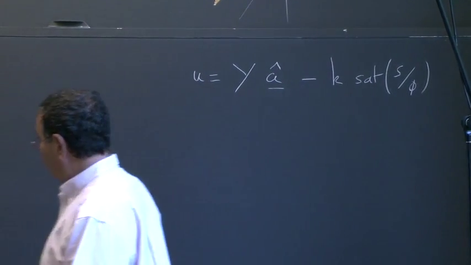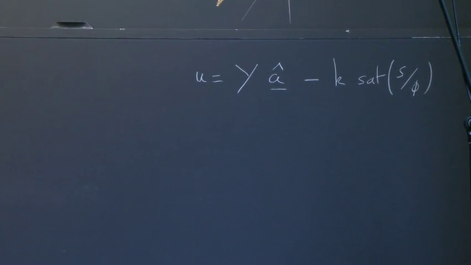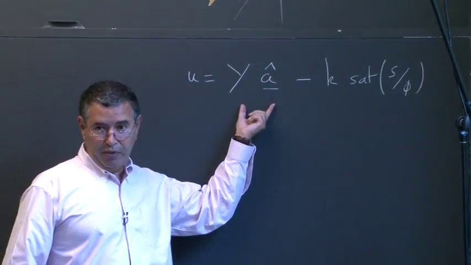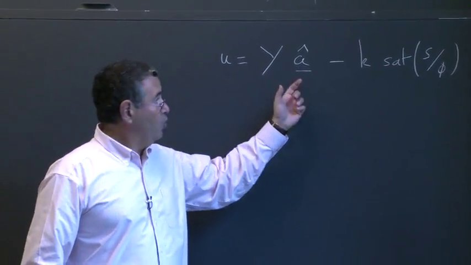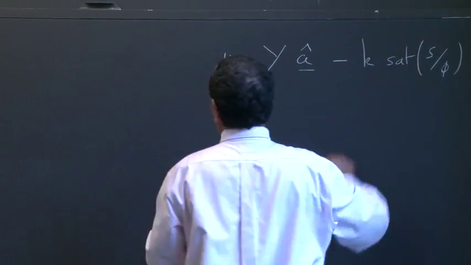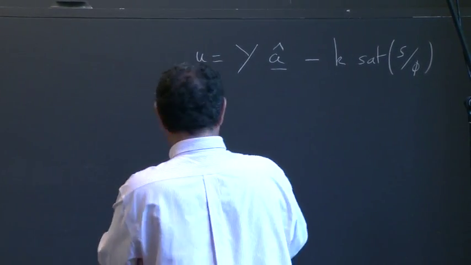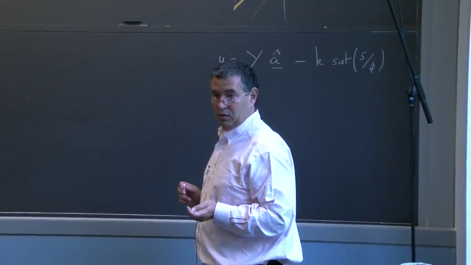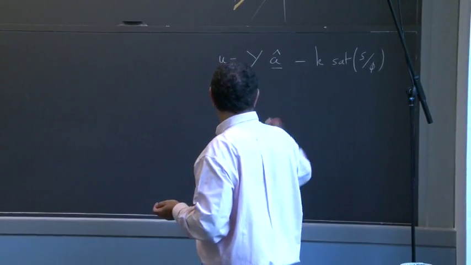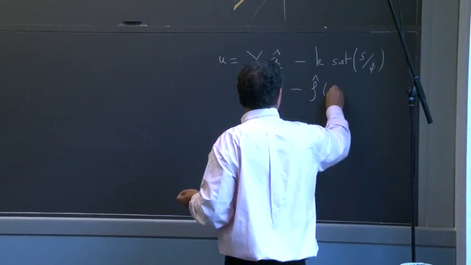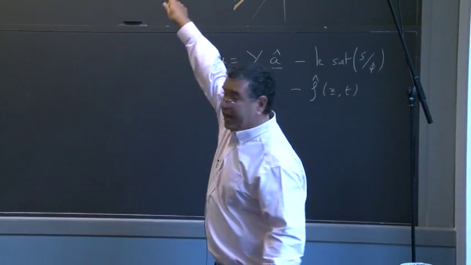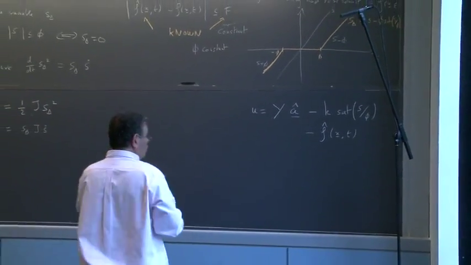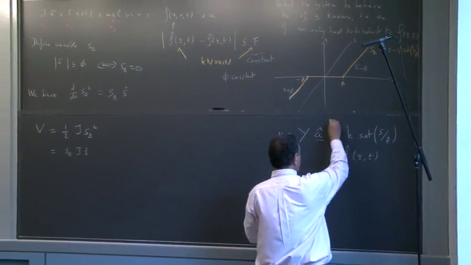So let's try this control law. What is it? It's Y times a hat, as we would do in adaptive control, but minus k sat of S over phi. And sorry, I forgot one main term, of course. What should I add? Well, I should add minus f hat, right? Because if I just had f, I would do that. So the robust control term would be this.